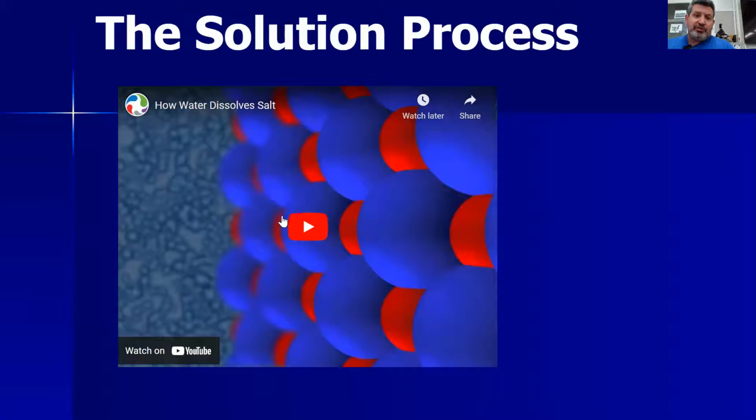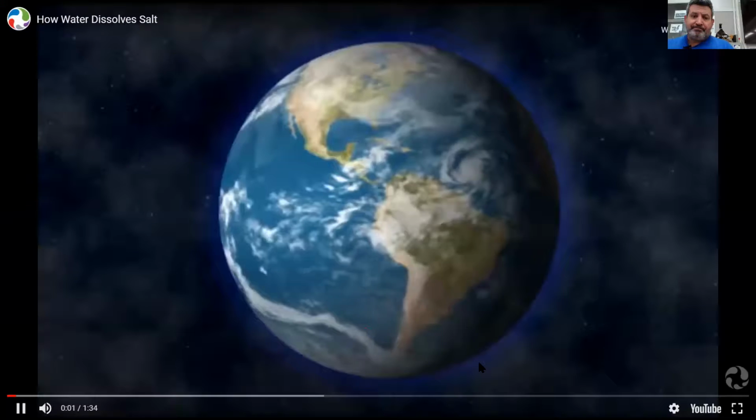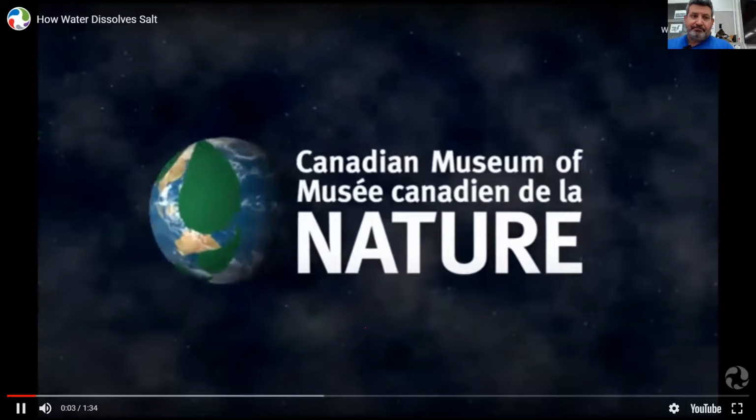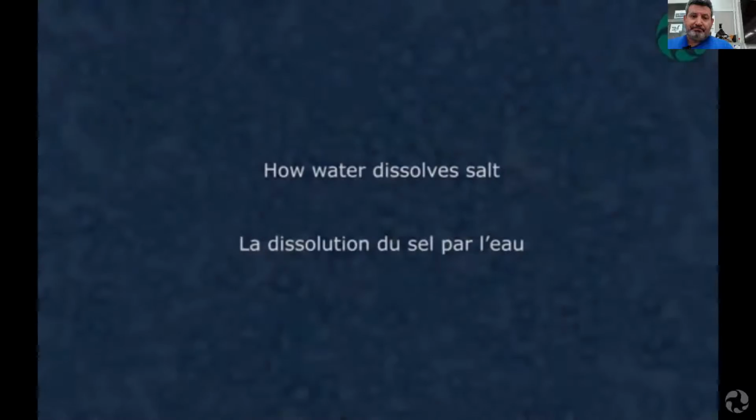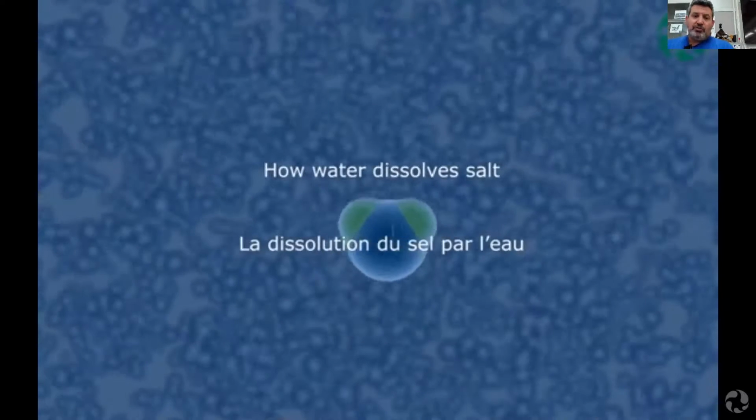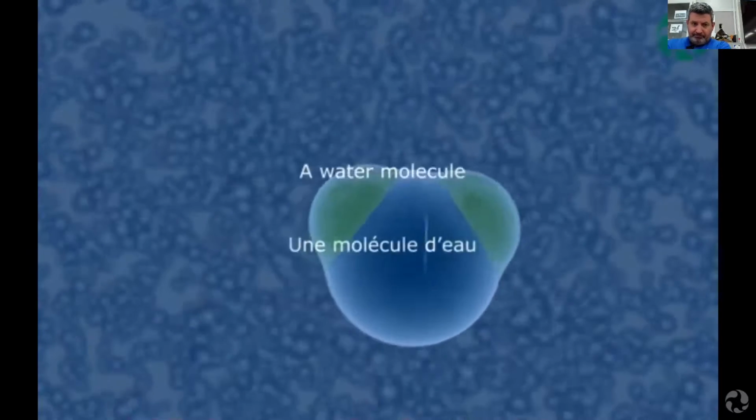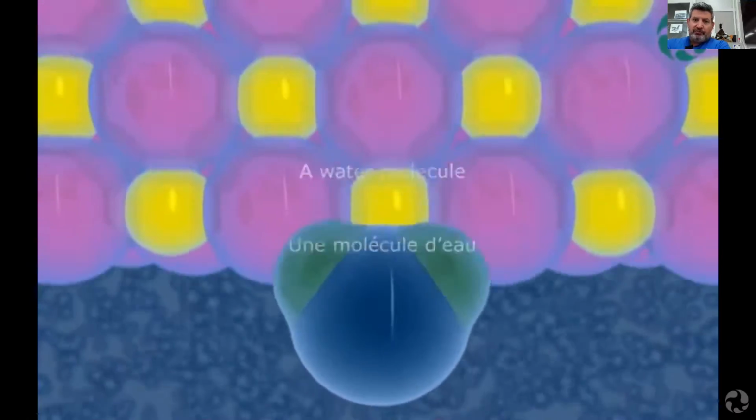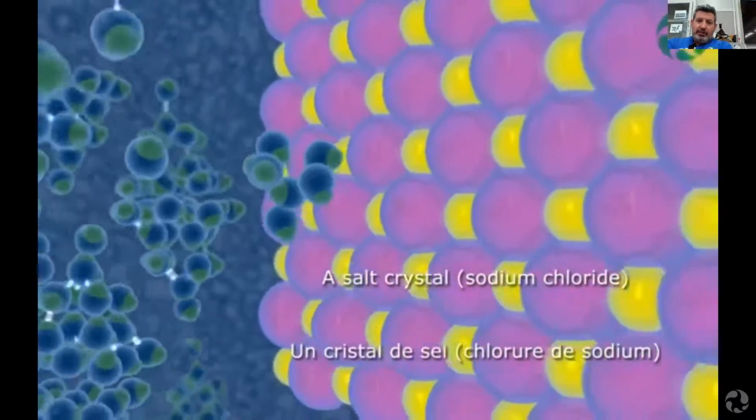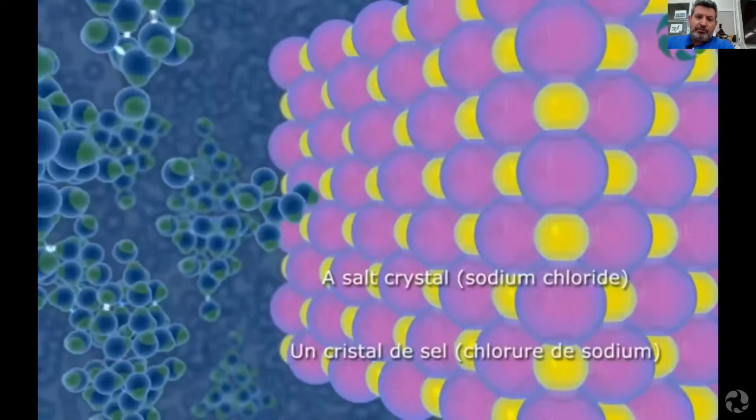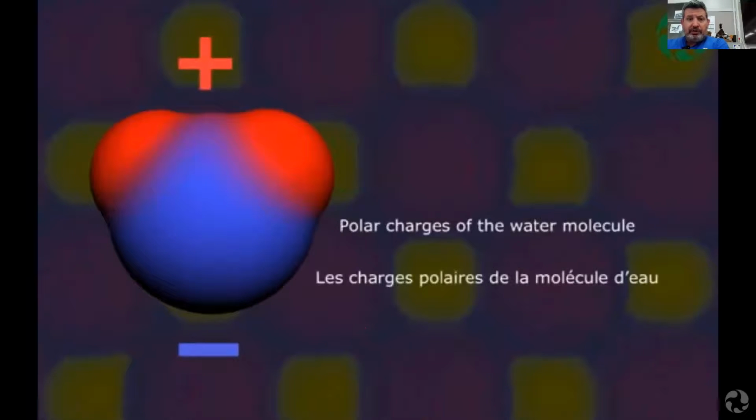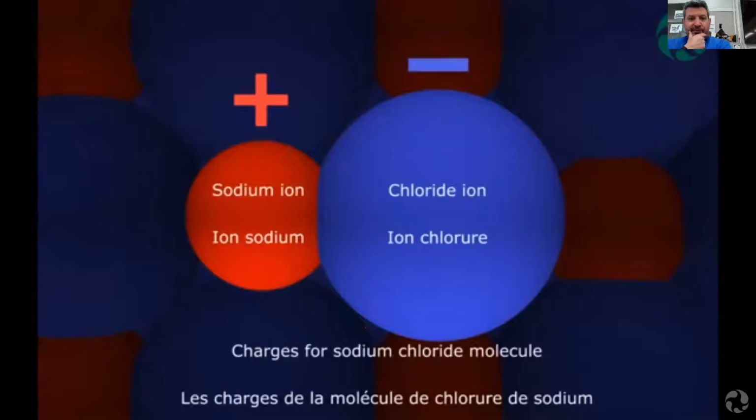The solution process is shown here. You can see the water molecule, which looks like this, and we've got our salt crystal here. And salt that we know as salt is sodium chloride, which is NaCl. Water molecules are polar, which we've talked about. They have a positive side where the hydrogens are and a negative side where the oxygens are. And that's due to oxygen being more electronegative.